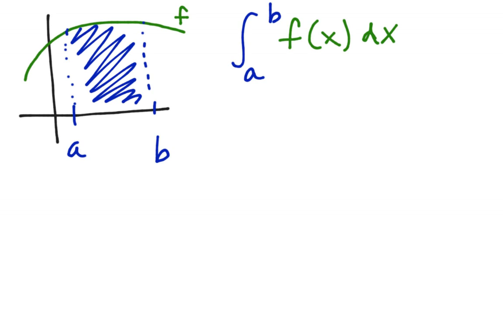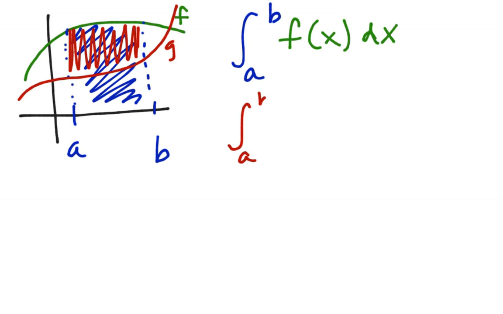Now, what if I want to look at the area in between these two curves? So I'm just looking at this portion. And let's just call this G. Well, what I know what to do is find the area from A to B of G of x. And that's going to give me all of this underneath G.